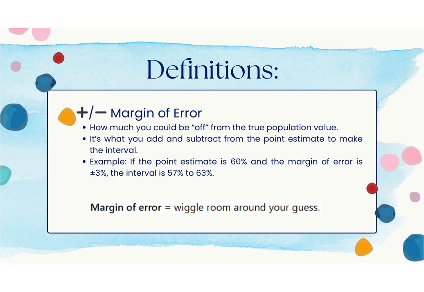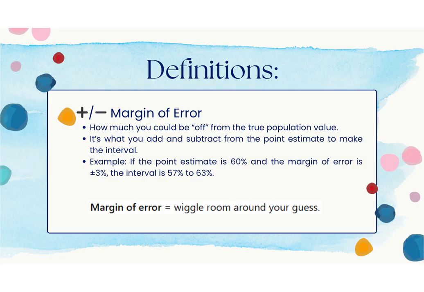Your interval is going to have an upper value and a lower value. For example, if the point estimate is 60% and the margin of error is 3%, then your interval is going to be between 57% and 63%. You would subtract 3 and add 3 to 60 to find your interval. In generic terms, margin of error is your wiggle room around your guess.